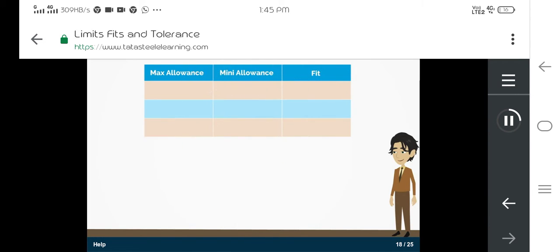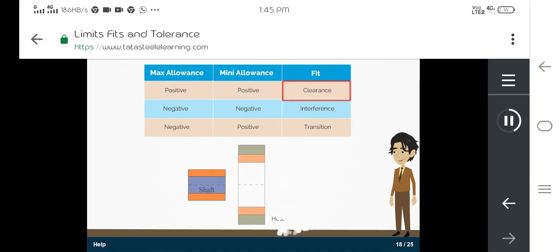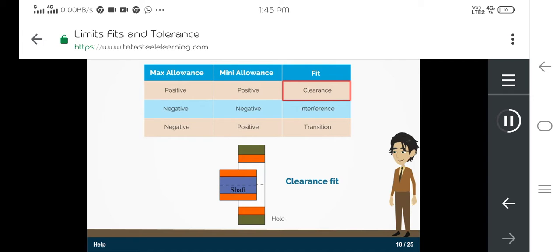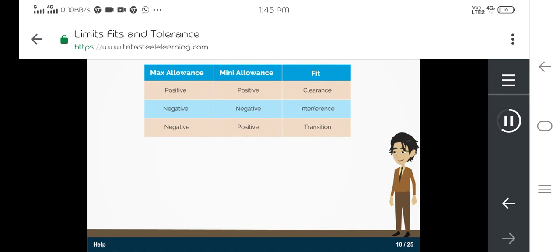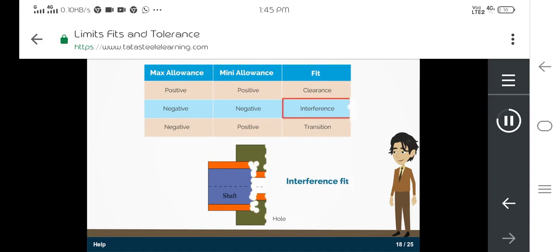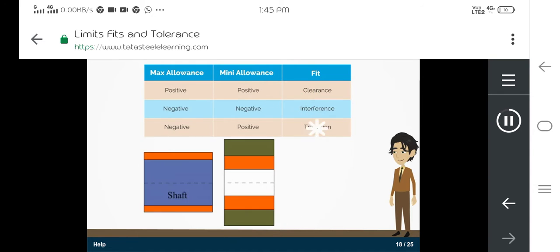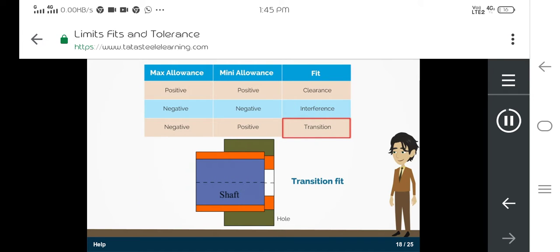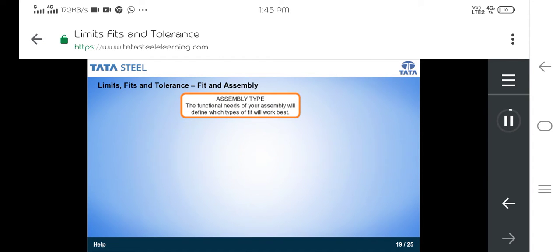This table will help you in understanding the difference between the three types of fit. The functional need of your assembly will define which type of fit will work best.